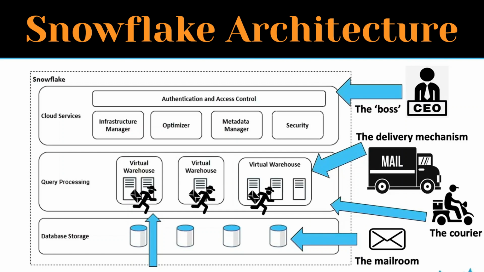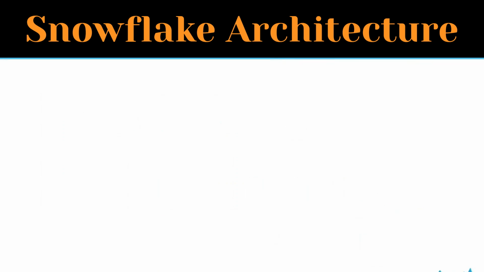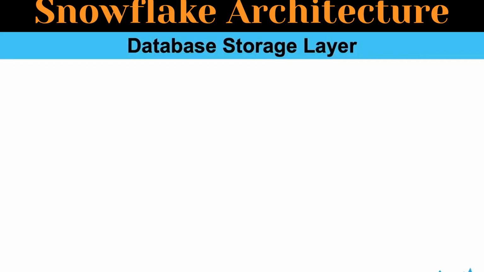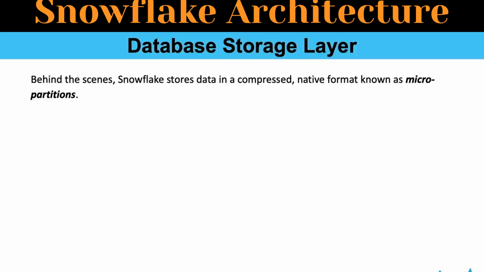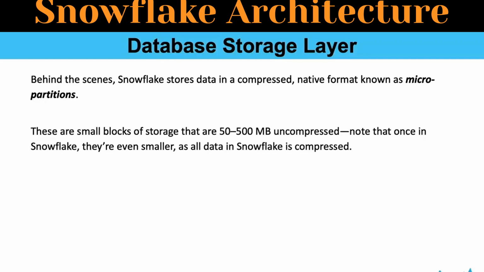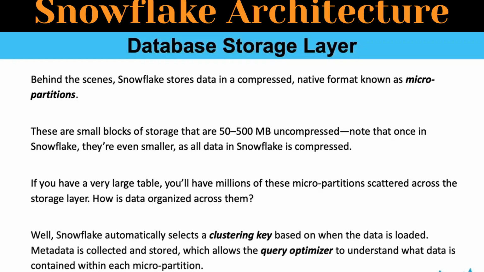Understanding how these features work together and complement each other really helps when thinking about how to design efficient solutions on Snowflake. When you load data into Snowflake, it stores it in a compressed native format within micro-partitions. Now, these micro-partitions are small blocks of storage between 50 and 500 meg uncompressed, because note that once it goes into Snowflake, they end up even smaller because Snowflake applies its own native compression algorithm. So if you've got a very large table, you're going to have millions of these micro-partitions scattered across your data storage layer. So how does Snowflake organize this data?